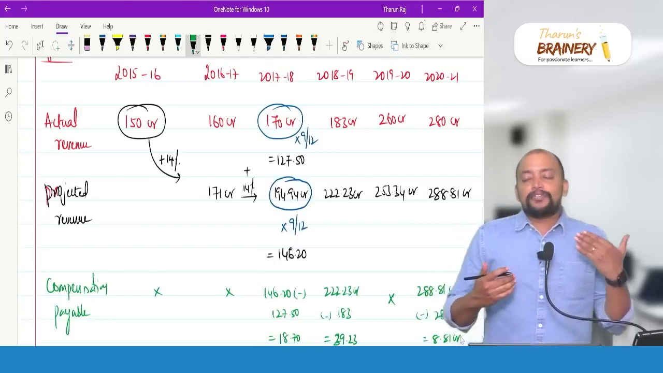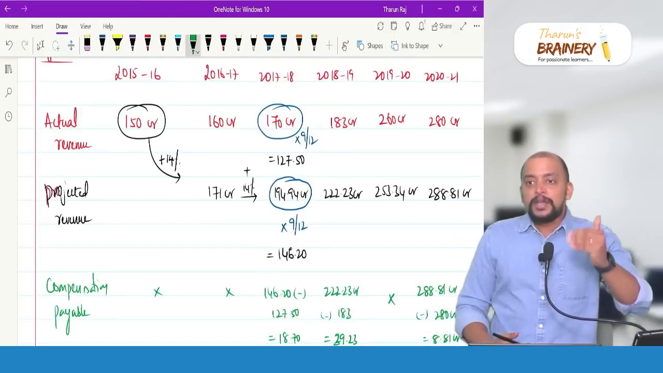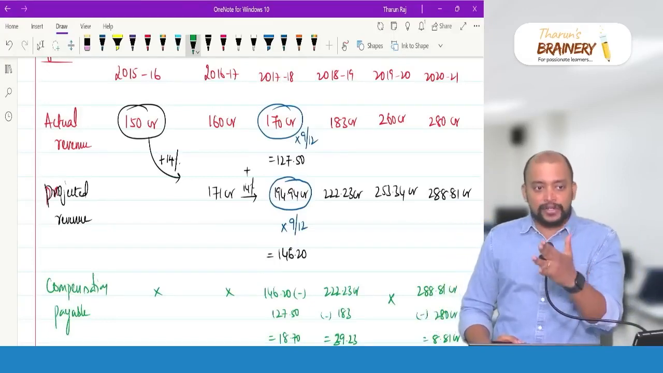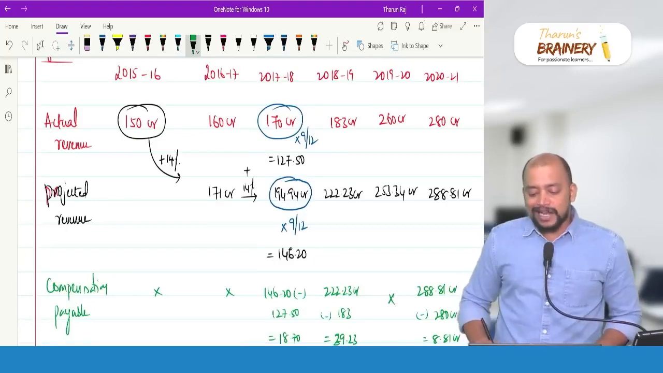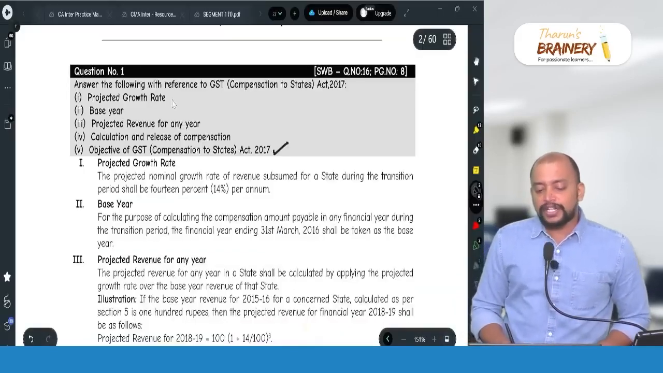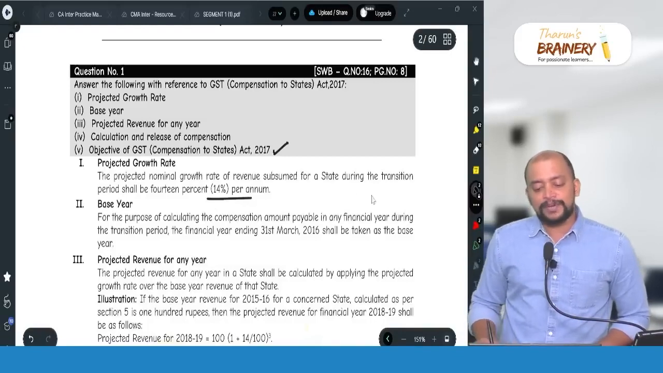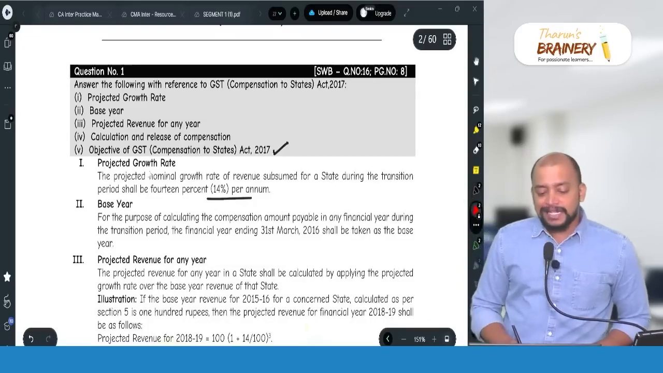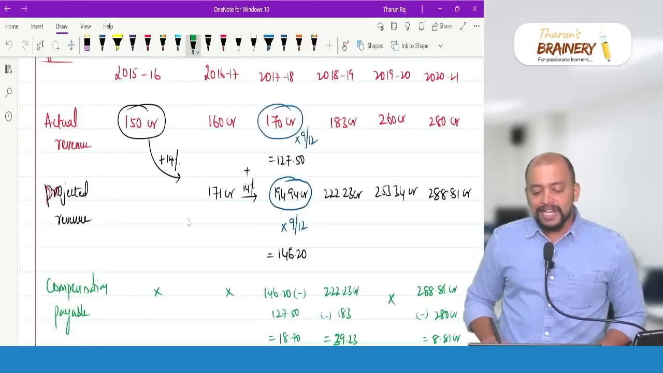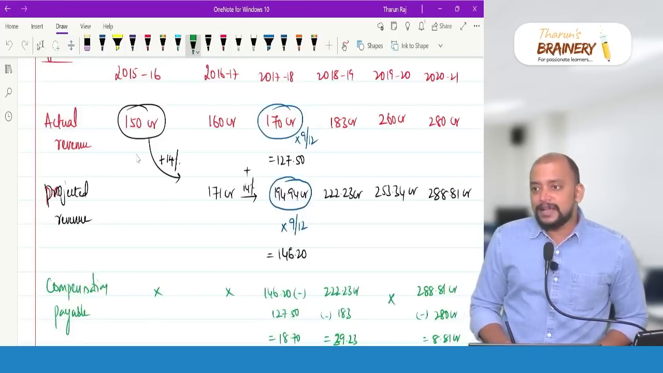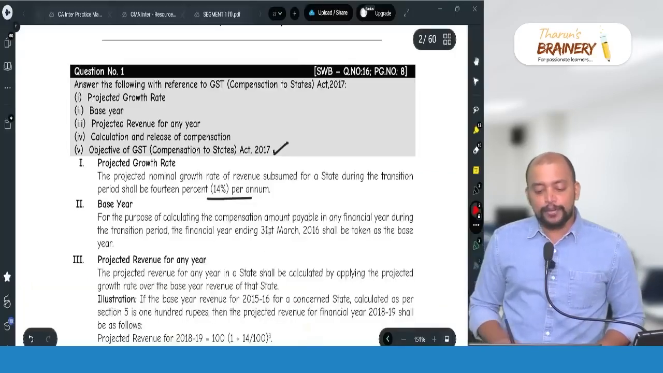So, therefore, compensation payable will be projected revenue minus actual revenue. So, the growth rate is taken as 14%. So, projected growth rate is taken as 14% per annum and base year 2015-16 will be taken as the base year. So, that is the second point.